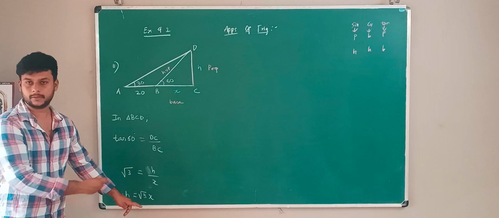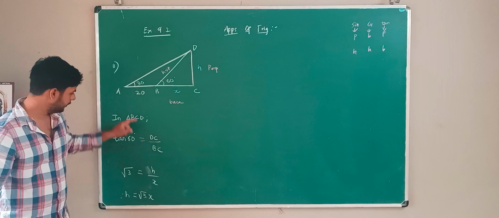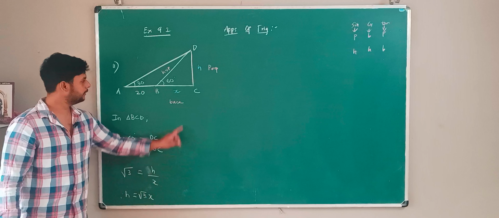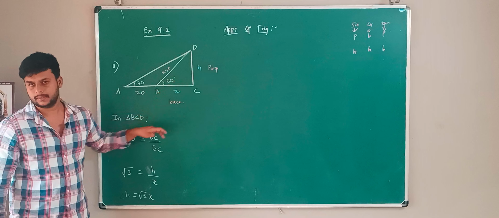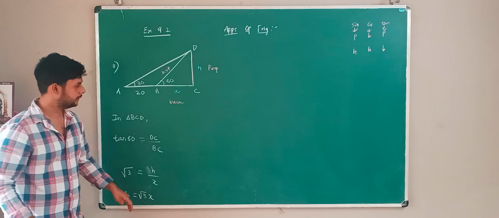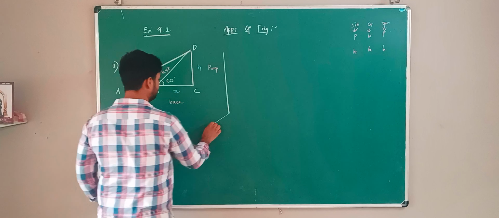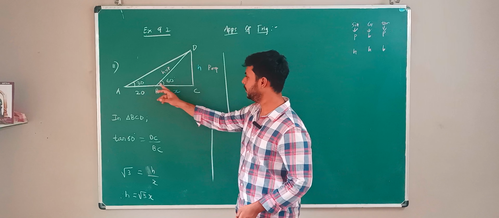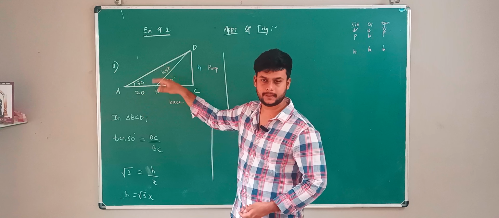Always remember, you will get h equal to root 3 x whenever you have a 60 degree angle here and you use tan. Three or four sums are of the same pattern. You will understand further. Okay, next. Now I got h. Now the small triangle is over. Now I should go to the big triangle.